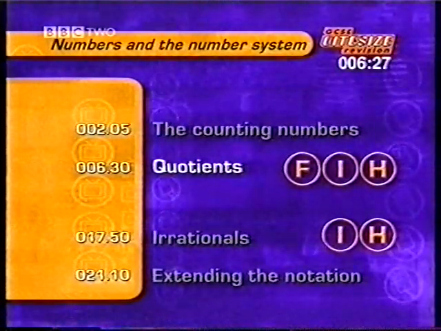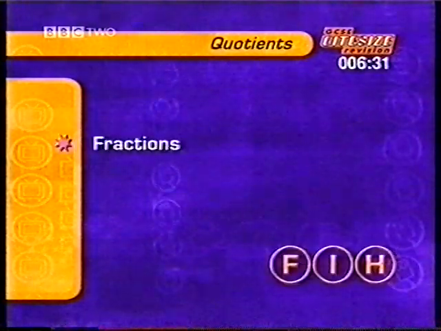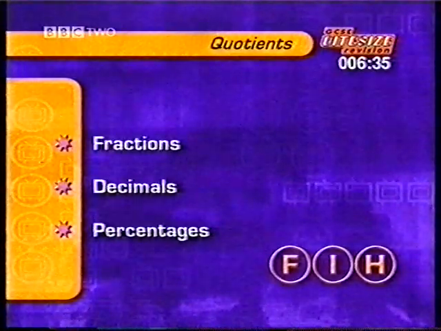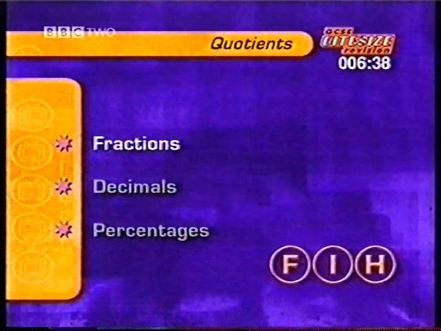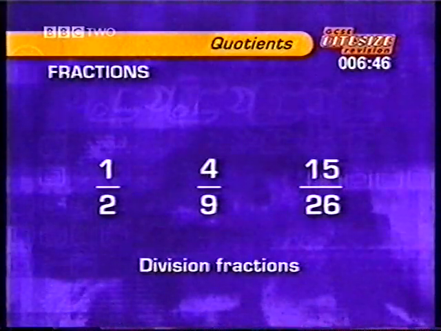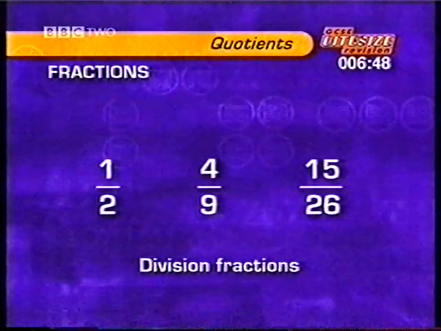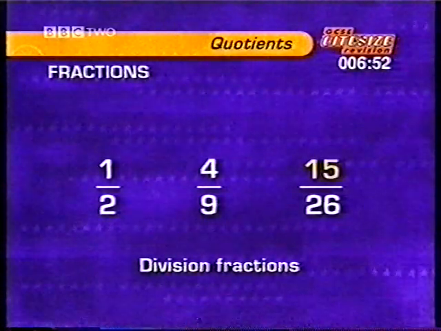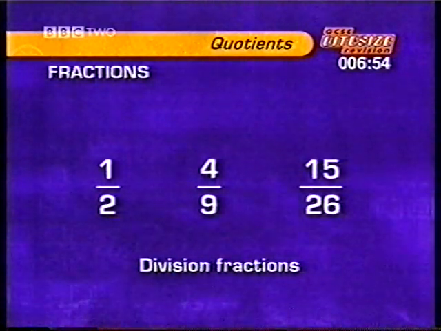Next, quotients. Quotients are either fractions, decimals, or percentages. First, fractions. Fractions like 1/2, 4/9, or 15/26 are called division fractions because they represent a division: 1 divided by 2, 4 divided by 9, 15 divided by 26.